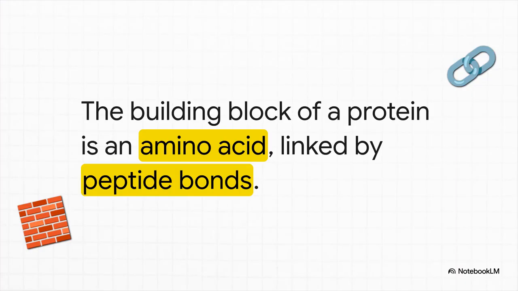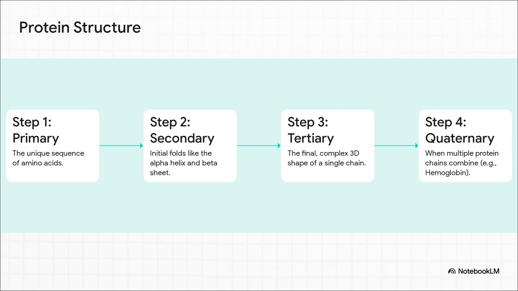No matter how complicated they get, every single one is built from a set of just 20 small molecules called amino acids. The best way to think of them is like 20 different colored beads on a string. They're linked together one by one into these really long chains, and that special connection holding them together, it's called a peptide bond.